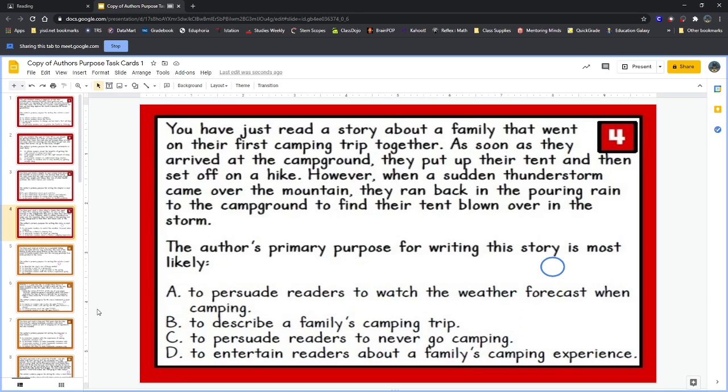All right, let's do one more today. You have just read a story about a family that went on their first camping trip together. As soon as they arrived at the campground, they put up their tent and then set off on a hike. What's a hike?